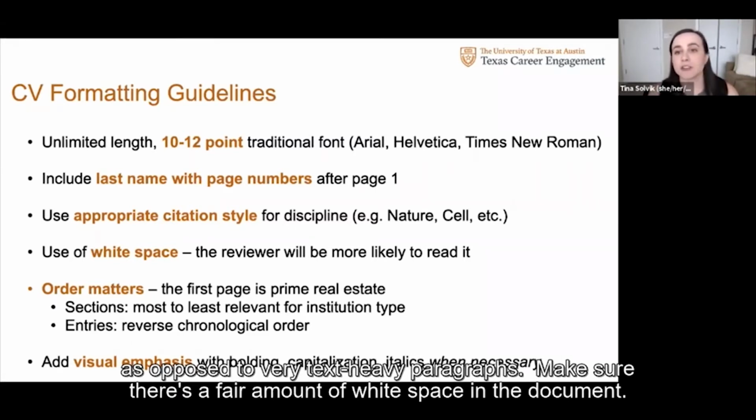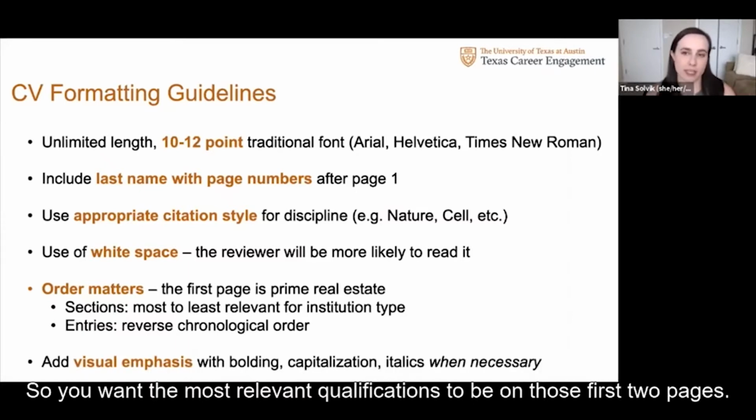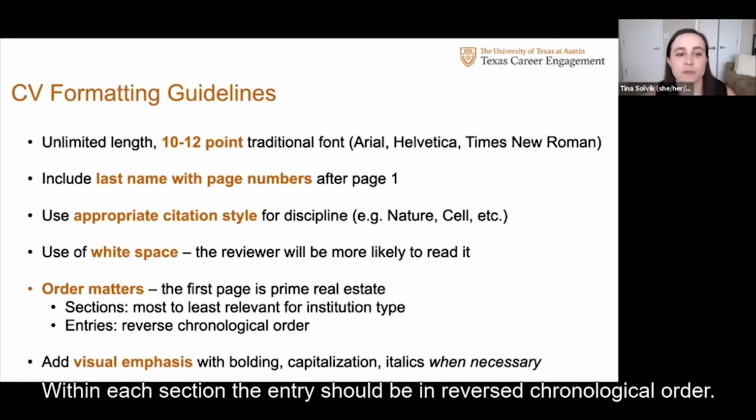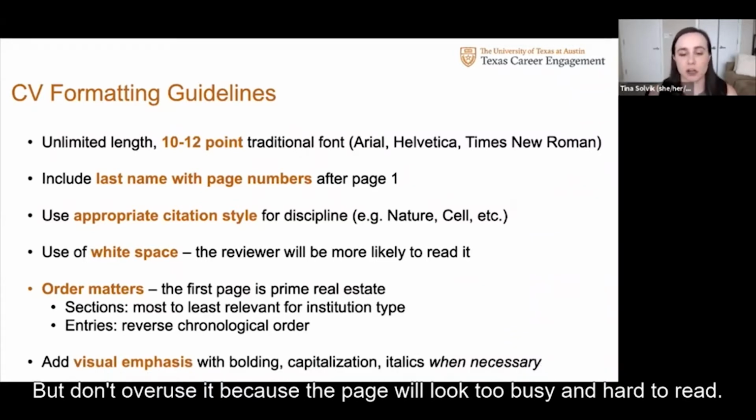And then order matters. That first page or two is the prime real estate. It's what they're going to spend the most time looking at. So you want the most relevant qualifications to be on those first 2 pages. So that means that your sections should be ordered from most to least relevant based on the institution you're applying to. And then within each section, the entries should be in reverse chronological order. And lastly, you want to use visual emphasis with bolding, underlining, or italics to call the reader's attention to specific components of the CV, but don't overuse it. If you overuse it, the page will look too busy and it'll be hard for them to read.